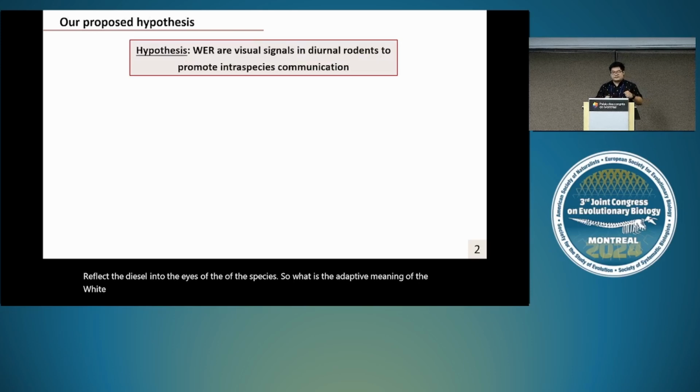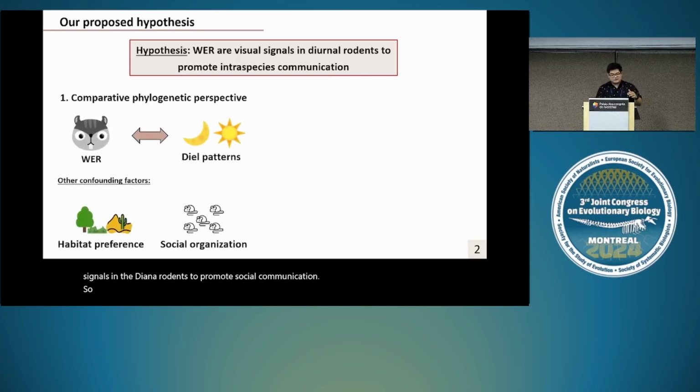So in this study, we hypothesized that the species with the white eye ring will be more attractive, will be sexier. White eye ring might provide visual signals in the diurnal rodents to promote social communication. To test this hypothesis, we take two approaches. The first one is the comparative phylogenetic perspective.